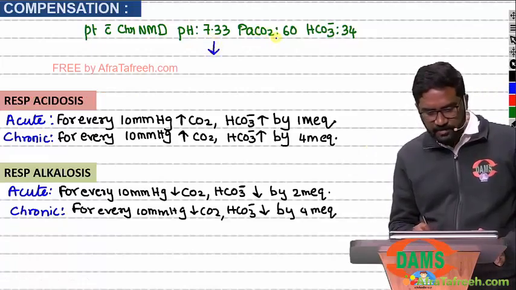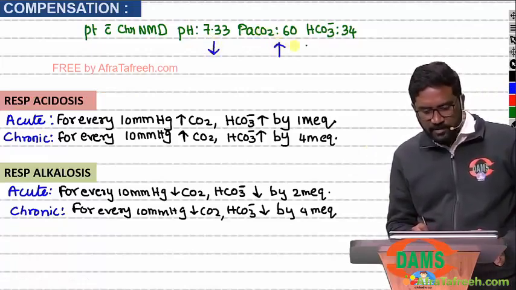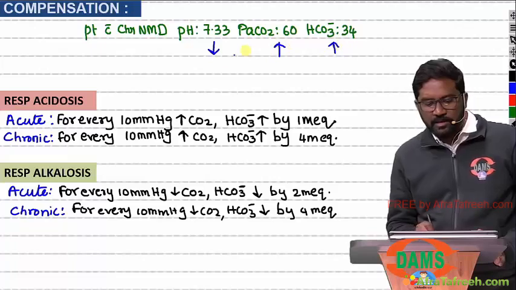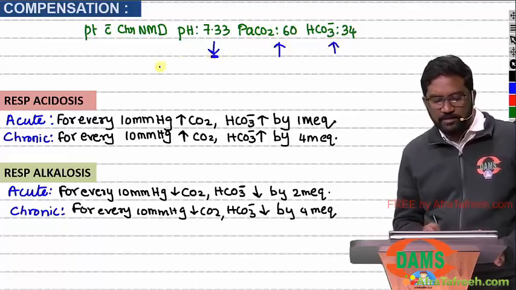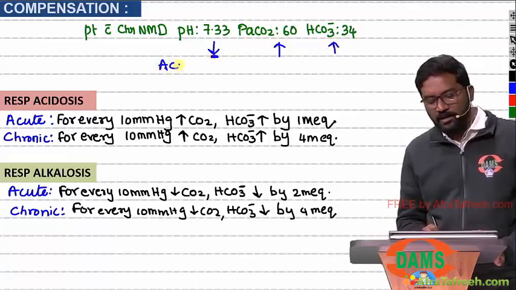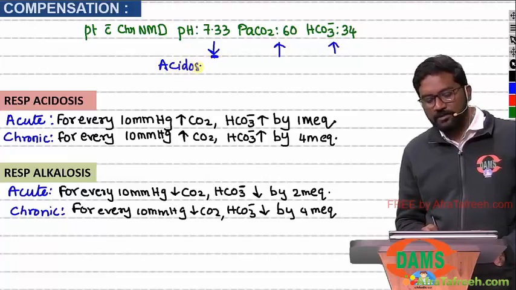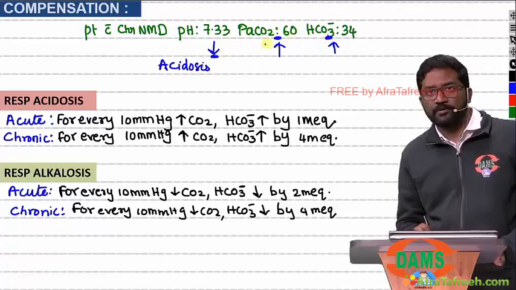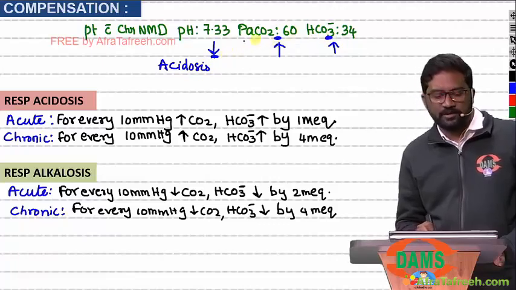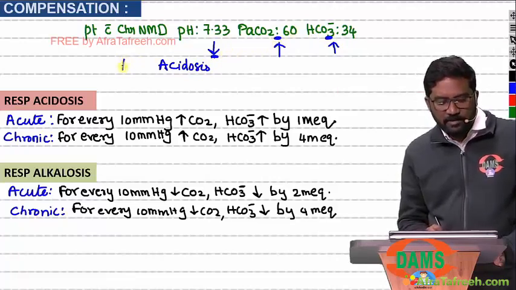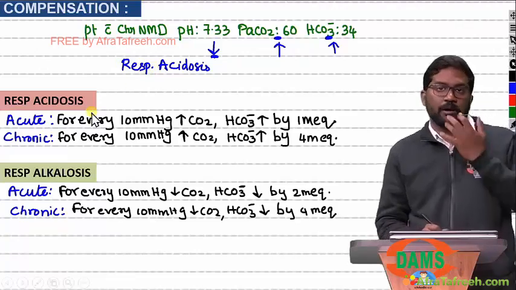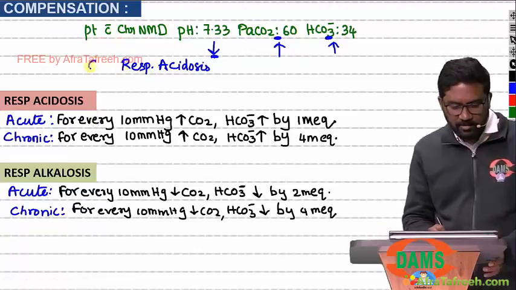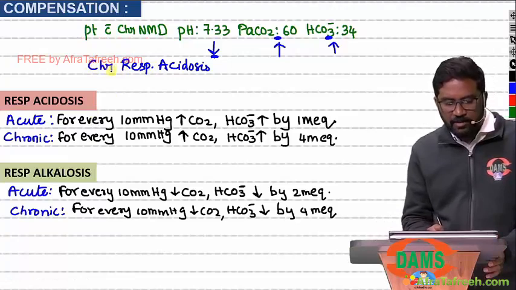Reduced, increased when compared to normal, increased. Any decrease in pH should be called acidosis. What is primary? The change in pH with respect to the parameters is in the opposite direction. So primary is respiratory. Is it acute or chronic? Chronic.